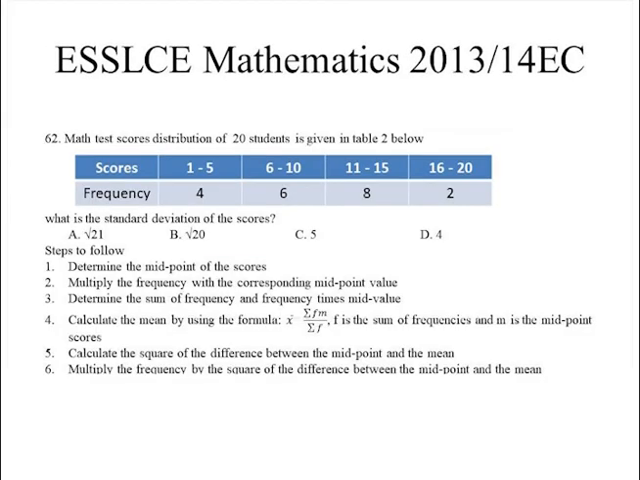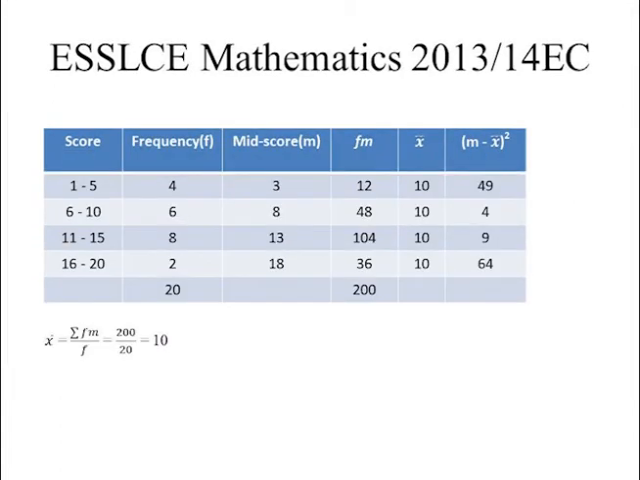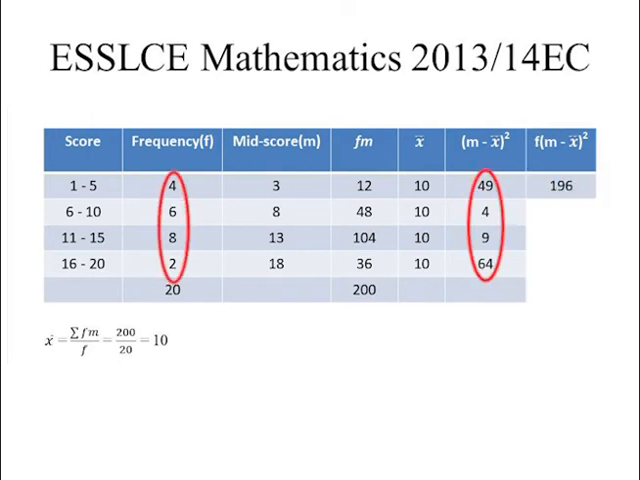Step 6. Multiply the frequency by the square of the difference between the midpoint and the mean. Let's multiply second column by the sixth column. 4 times 49 is 196. 6 times 4 is 24. 8 times 9 is 72. 2 times 64 is 128.